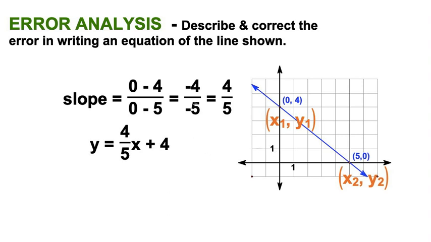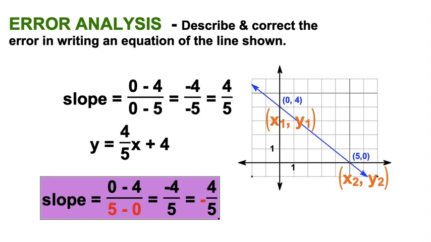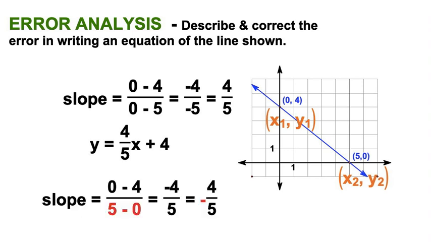Can you see what somebody did here? They took 0 minus 4 over 0, wait a minute, over 0 minus 5. Well, they got part of it right. The difference of the y's typically would be y2 minus y1, the 0 minus 4, but it'd be over 5 minus 0. And that's where the mistake was in this.